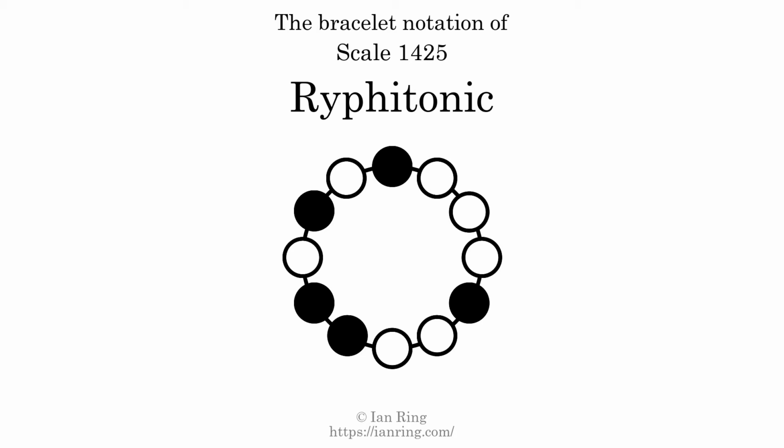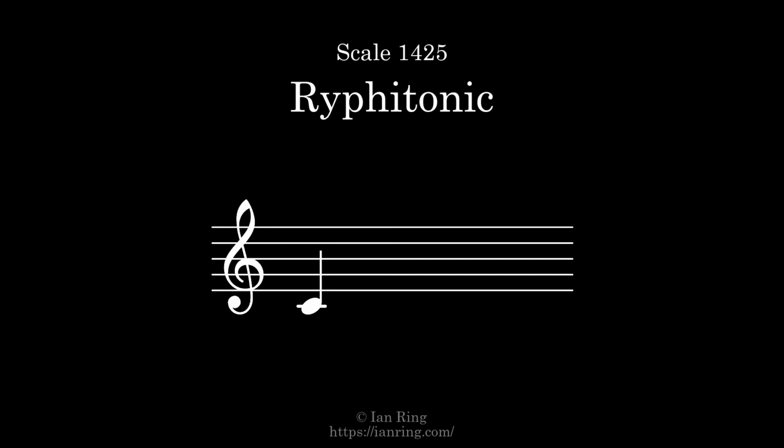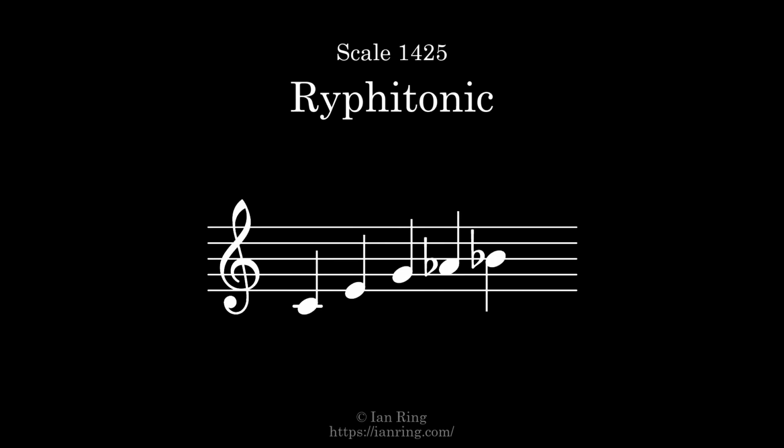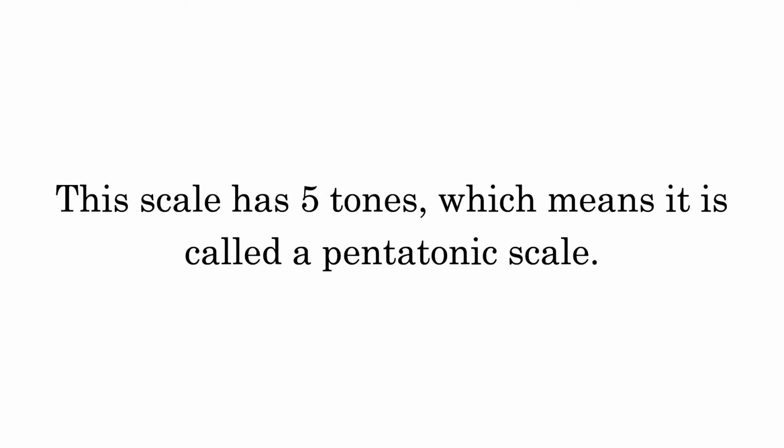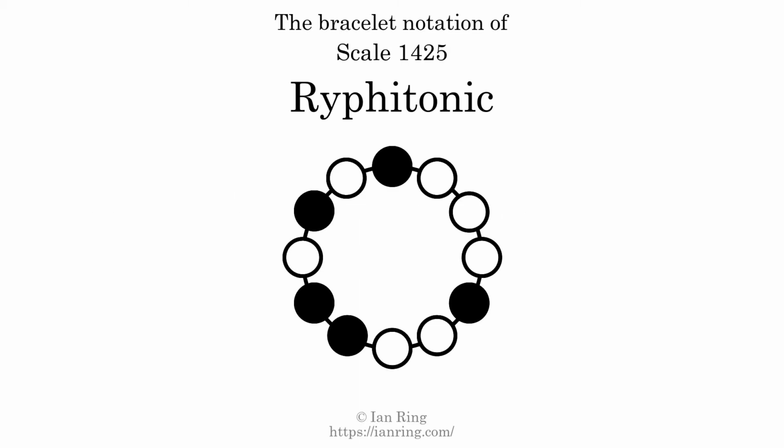1425, Ryphitonic, which sounds like this. This scale has 5 tones, which means it is called a pentatonic scale. This is a bracelet notation diagram of scale 1425. The shaded circles represent tones that appear in the scale, and they are read clockwise, starting at the top.